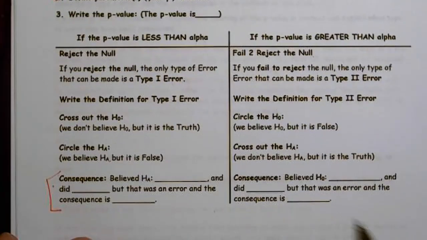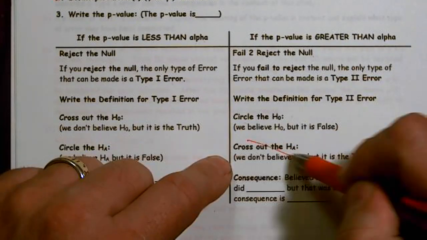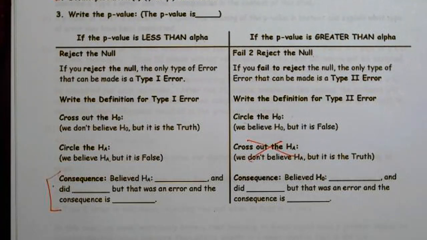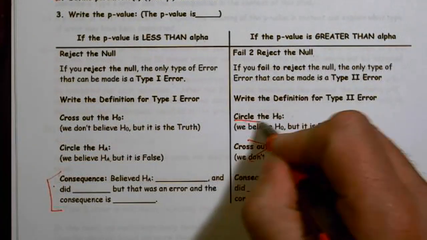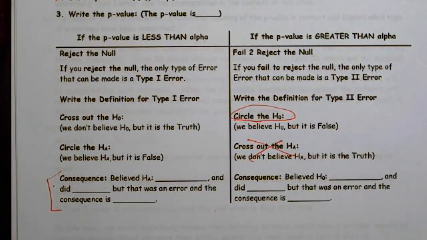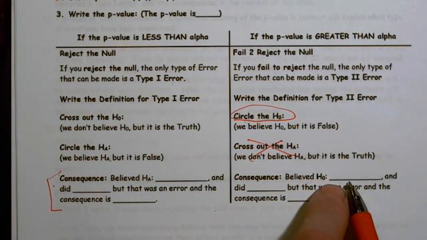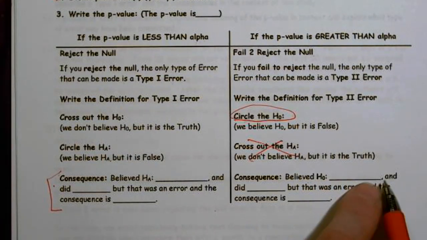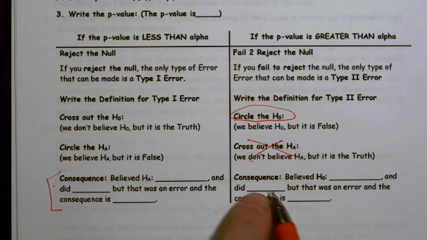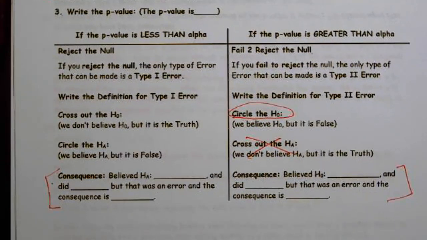All right. In this case, you're going to circle the null hypothesis and you're going to cross out the alternative because we believe this. In this case, we're believing this, but we're not believing that. Consequence: we believe the null, and make sure you put it in context as what it is you're believing. And as a result, we did this, but it was an error, and the consequence of what that was is that this. Once again, this is a guideline. This is not a word for word template, okay?